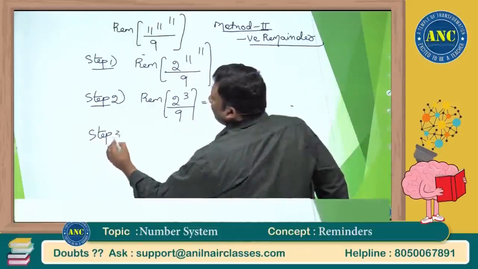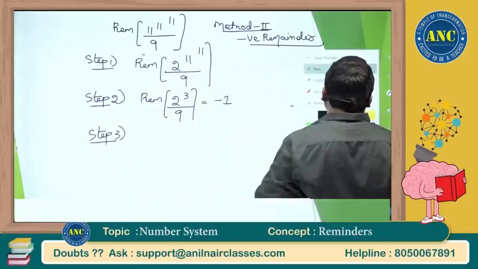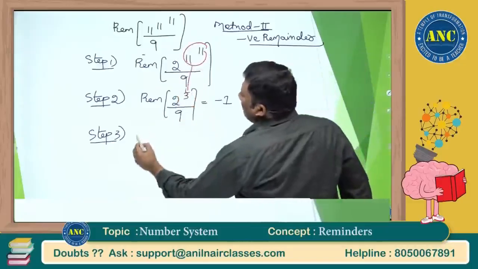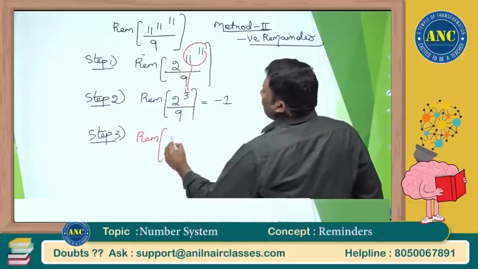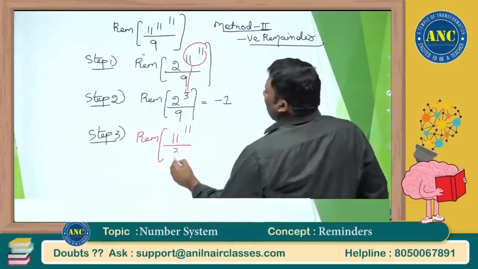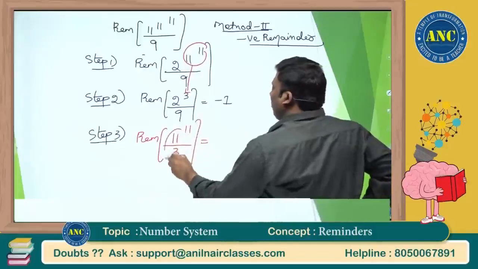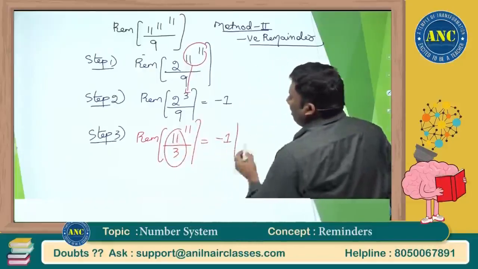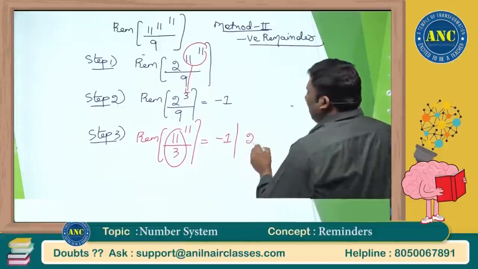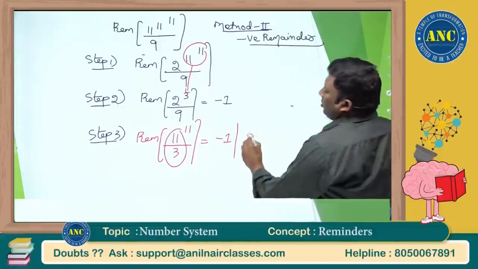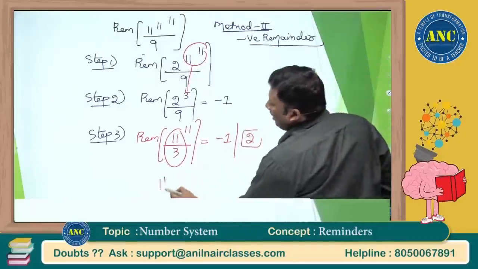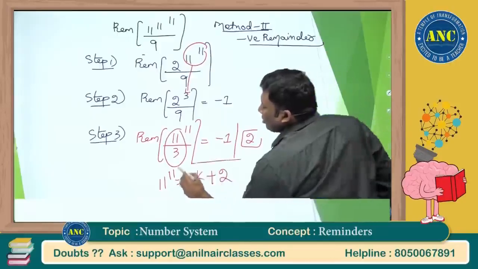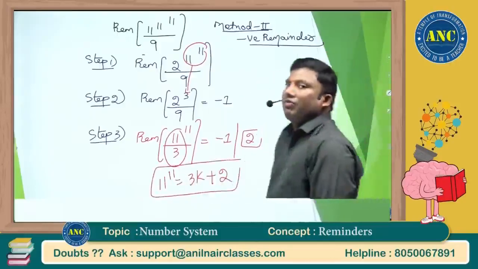Step number 3. Listen carefully, sir. Step number 3. Divide this power by this power. Let me see what will happen if I take minus 1. 11 power 11 divided by 3. 3 fours are 12, minus 1. Minus 1 power odd is minus 1. If the negative remainder is minus 1, the positive remainder will be 2. So dividend equals divisor into quotient plus remainder. So 11 power 11 is nothing but 3k plus 2.